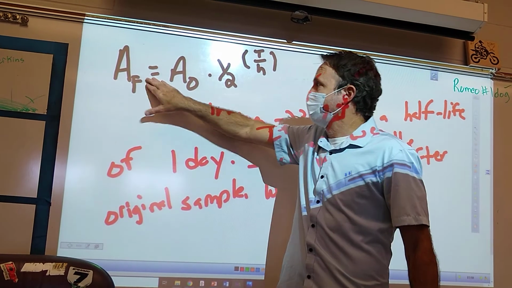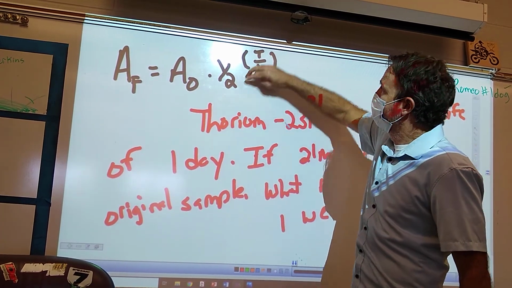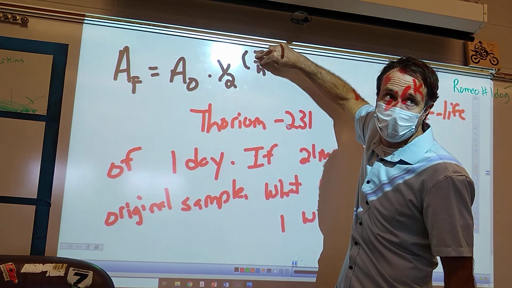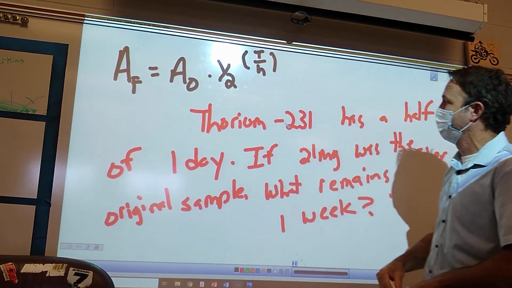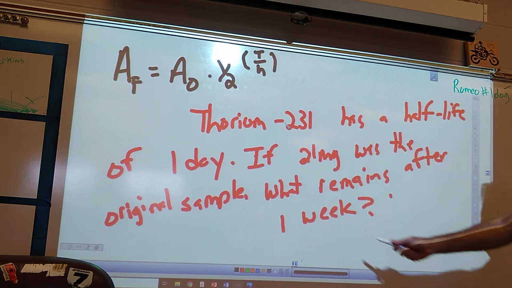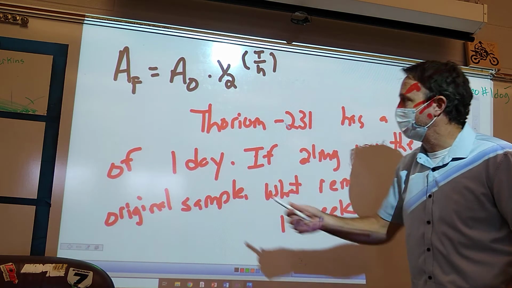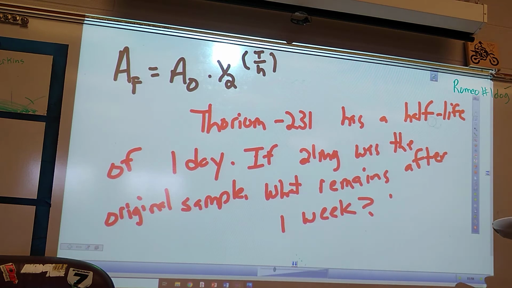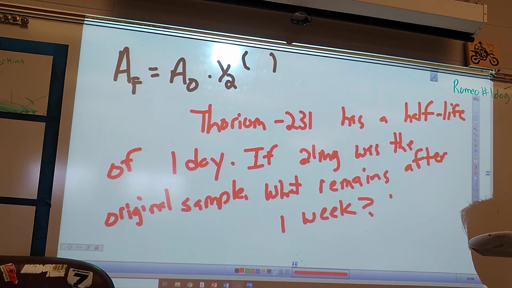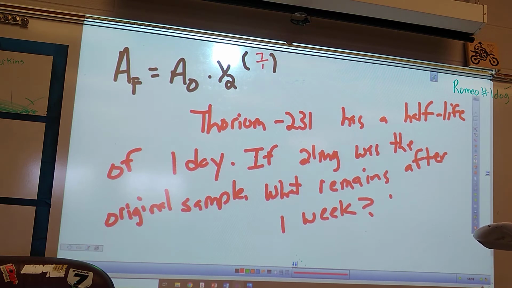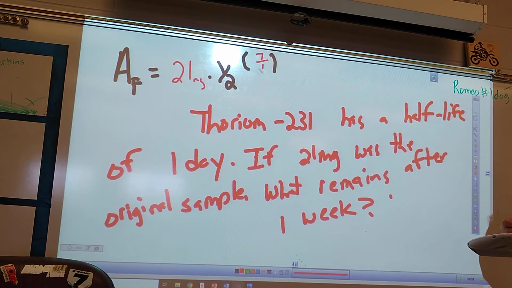So the amount final is equal to the original amount times 1/2 to the power of how many half-lives have gone by, the time over the half-life. So in this one, 1 week has gone by and the half-life is 1 day. So we go up here to the top, and the time that's gone by is 7, and the half-life is 1 day. So 1/2 to the 7th. Our original amount was 21 milligrams. So 21 milligrams times 1/2 to the 7th.